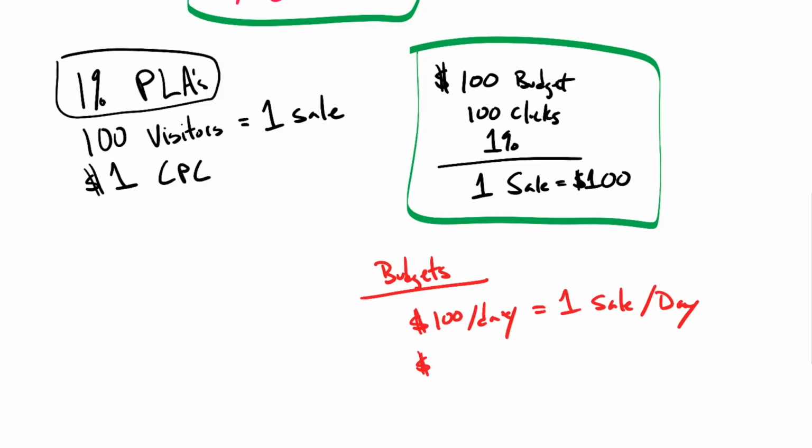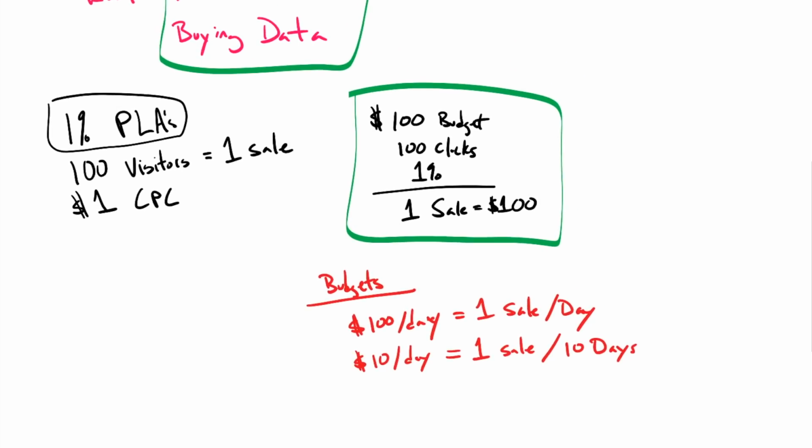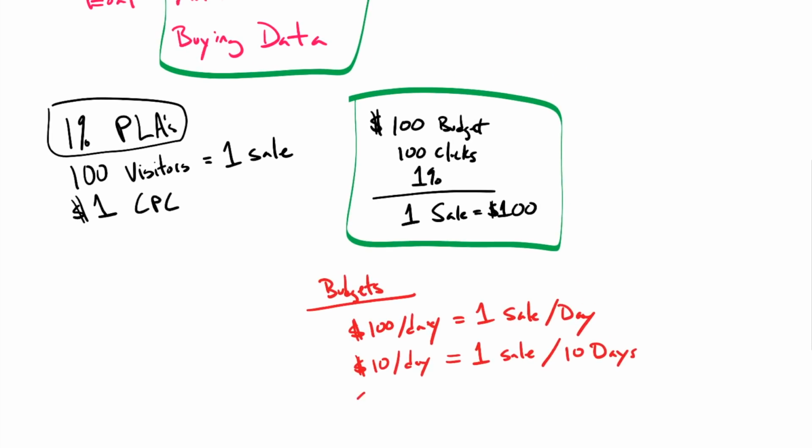Now, let's say your budget was $10 a day, right? Because you were just getting started and you were like, you know what, I feel comfortable with a $10 a day budget. Well, that would mean you would get one sale per 10 days. Now, let's say you were, again, just starting out and you were super nervous because you're so brand new to this and you're like, I really don't want to put any money into this until I know it works. Well, okay, then maybe you even drop it down and you say my budget is $5 a day.